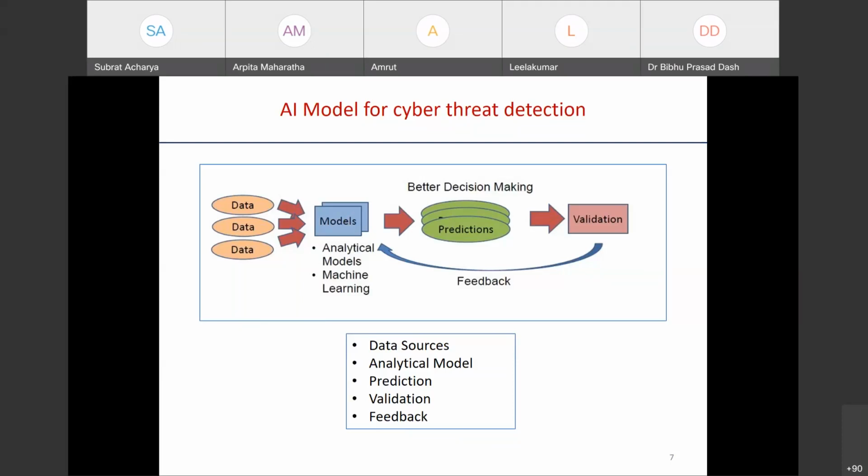I'm getting some disturbance. Who is that? Lila Kumar is having some problem.